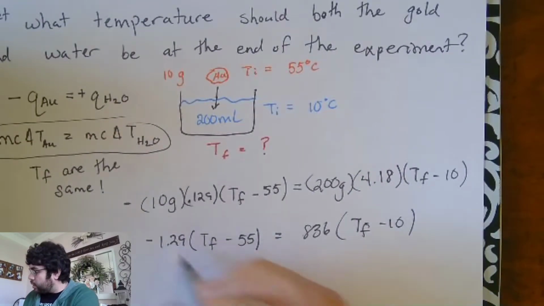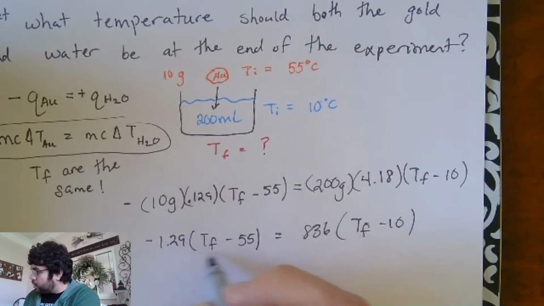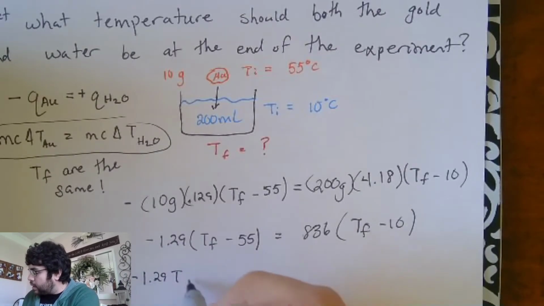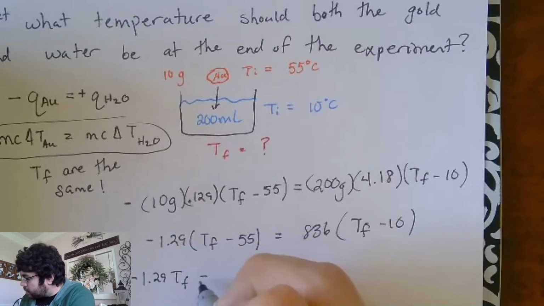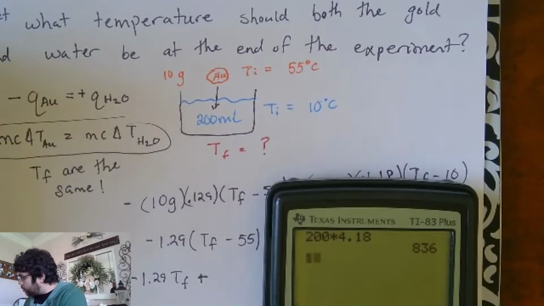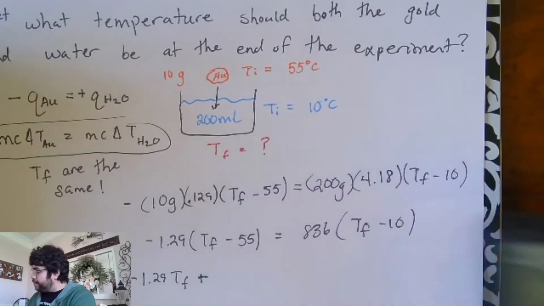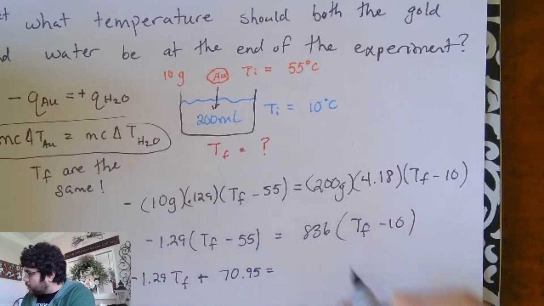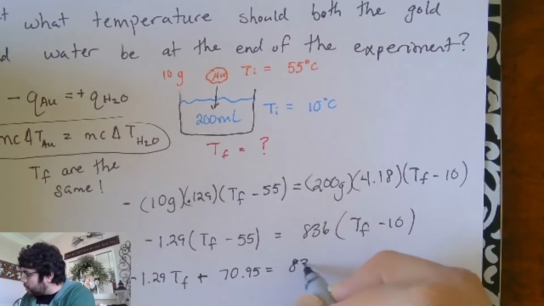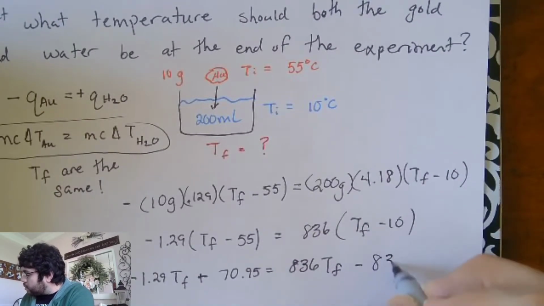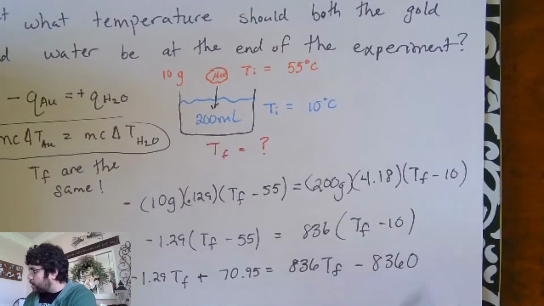And then we're going to distribute, so distributing to the things in the parentheses. So negative 1.29 TF minus, that's going to be plus though, because that's a negative and there's a minus there. So 1.29 times 55, 70.95. Okay, distribute here, 836 TF minus 8360, just multiplying by 10.